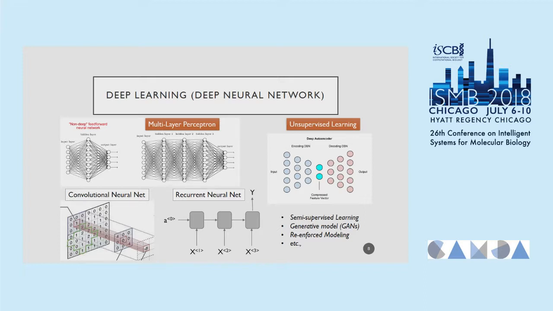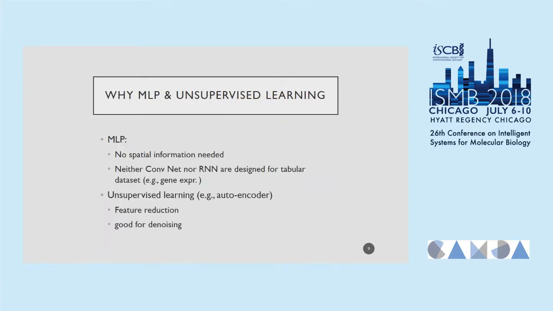And besides the supervised learning, people also are interested in the unsupervised learning, which means we don't know the endpoint, and we just train the network without the endpoint information. And we have other deep learning applications and model structures like semi-supervised learning, generative adversarial models, reinforcement learning. I'm not talking about them today. Today I will only talk about two very simple network structures, which is the simplest deep learning, the multi-layer perceptron, and the unsupervised learning. So I will show you why I use these two.